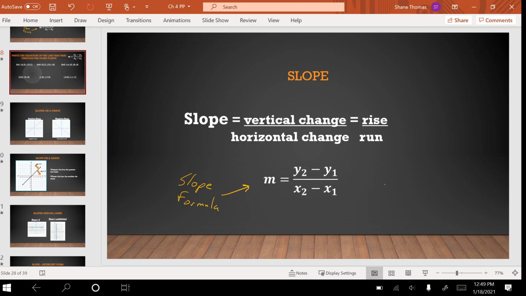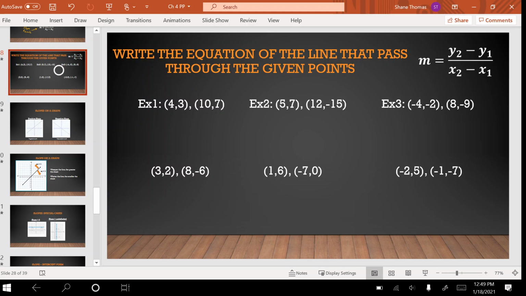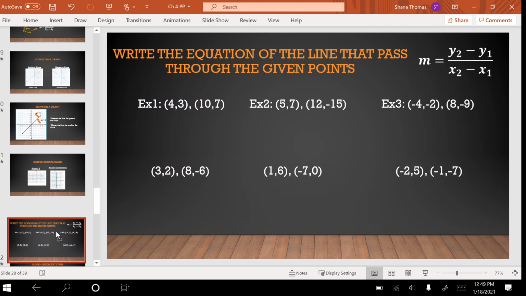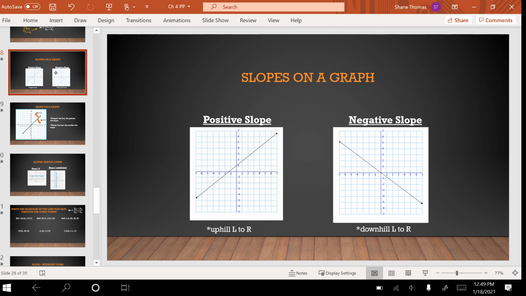All right, I actually want to move this thing ahead. So if you look at slopes on a graph, if my slope is going uphill from left to right, it's a positive slope. If my slope is going downhill, if my line is going down here, that means my slope is negative. Simple enough so far? Uphill is positive, downhill is negative.